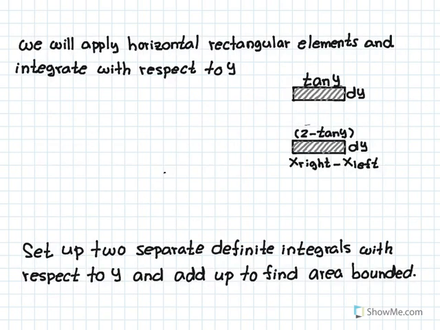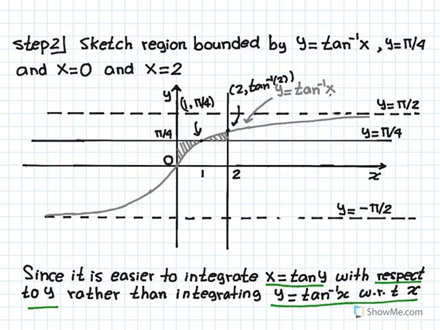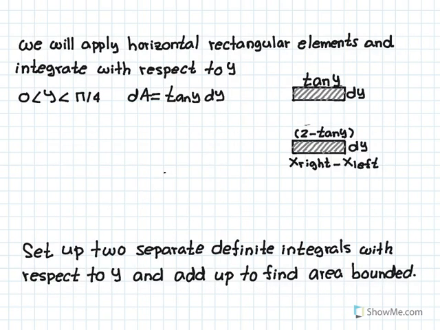Alright, so we will apply horizontal rectangular elements and integrate with respect to y. Notice that when y is between 0 and pi over 4, the differential element dA is equal to tan y dy. So if you look at the graph, you can see when y is between 0 and pi over 4, the right x value is going to be tangent of y, the left x value is 0. That's why here we have tangent of y minus 0, so we just write it as tangent of y.